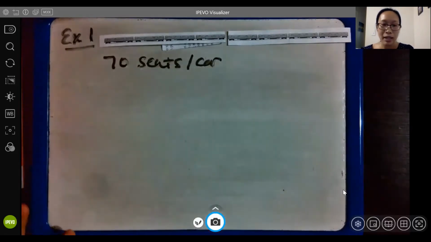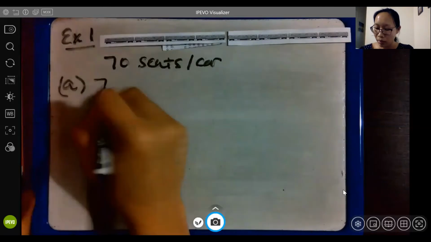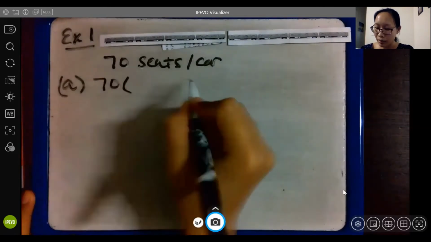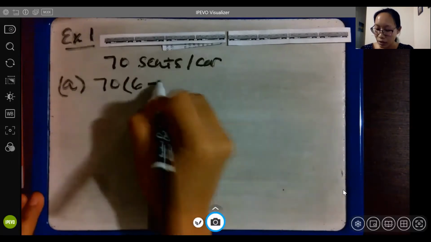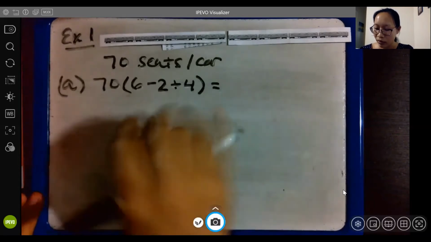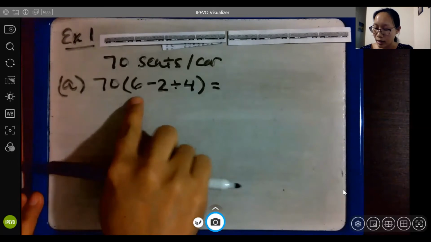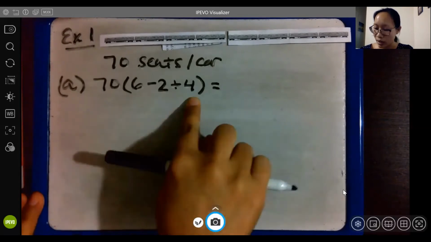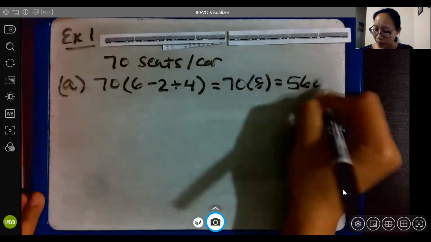There's many ways to think about this, but I want to focus on 2. Some of you thought, well, let me multiply 70 seats per car times the total number of cars at the end of the day. So I started with 6, I took away 2, and I add 4. So by order of operations, inside the parentheses going left to right, 6 minus 2 is 4, plus 4 is 8, so this is 70 times 8, which is 560.